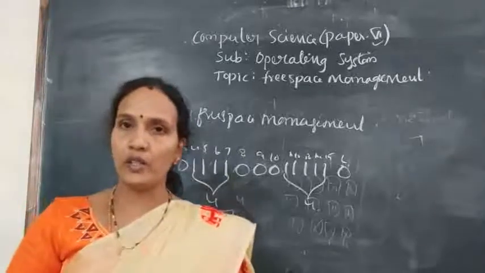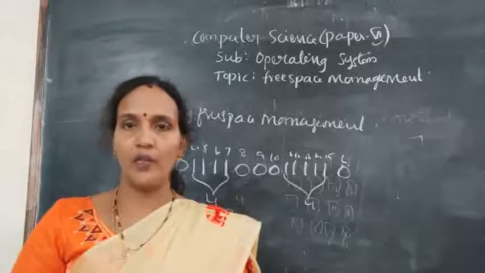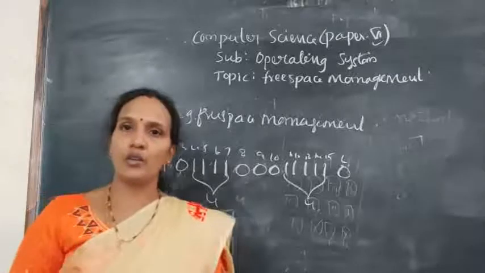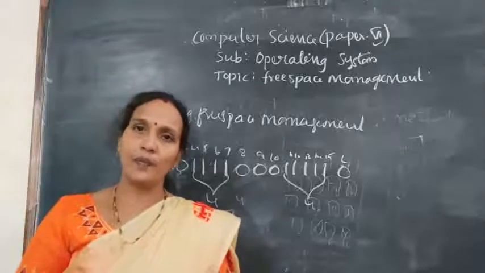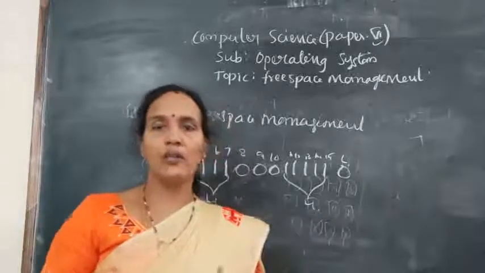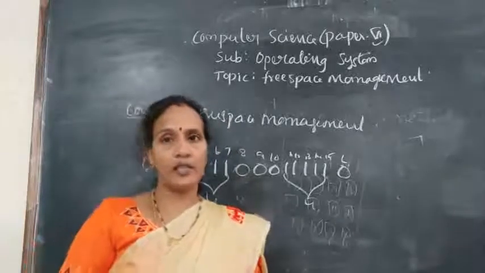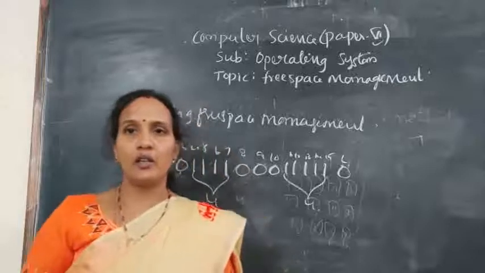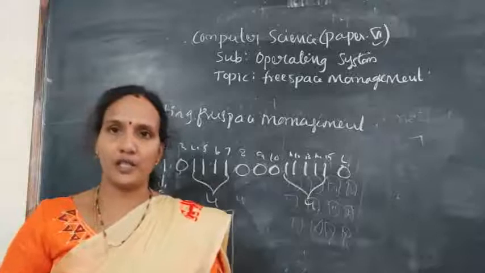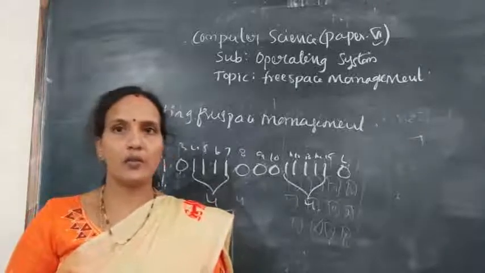And who will do this job? The operating system will do this job. It will maintain a free space list. Whenever any user wants to save a file, first it will search for free space. If free space is available, then blocks are allocated. And when a file is deleted, then what happens? Whatever blocks were allocated to that file will be added back to the free space list. Okay, so this is about free space management.